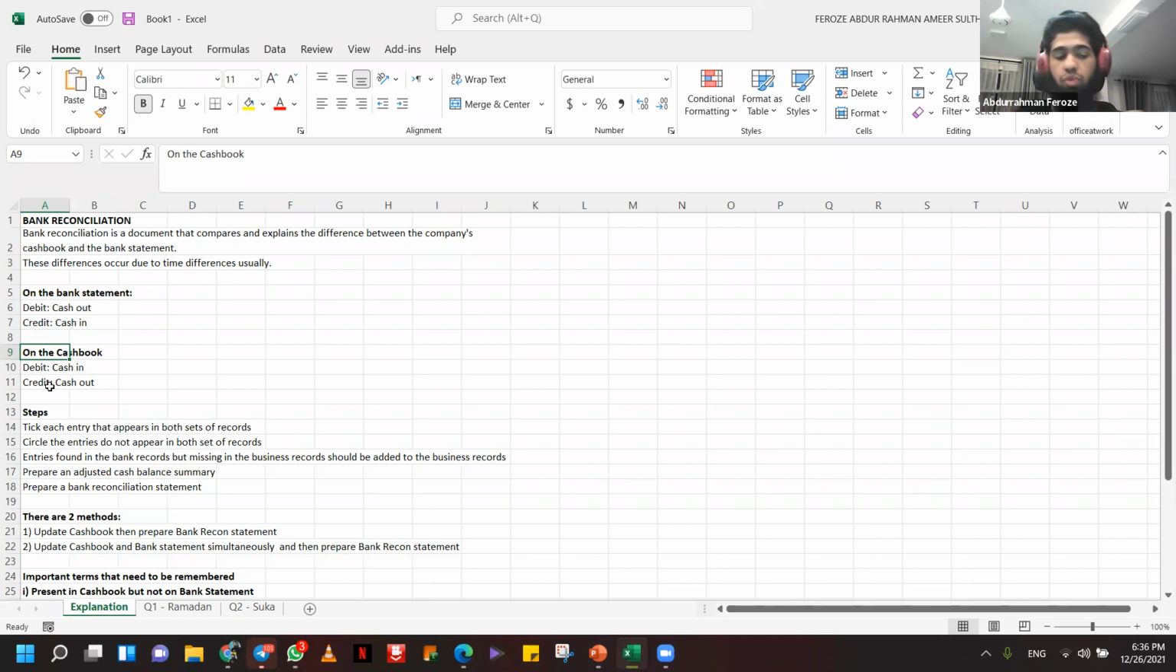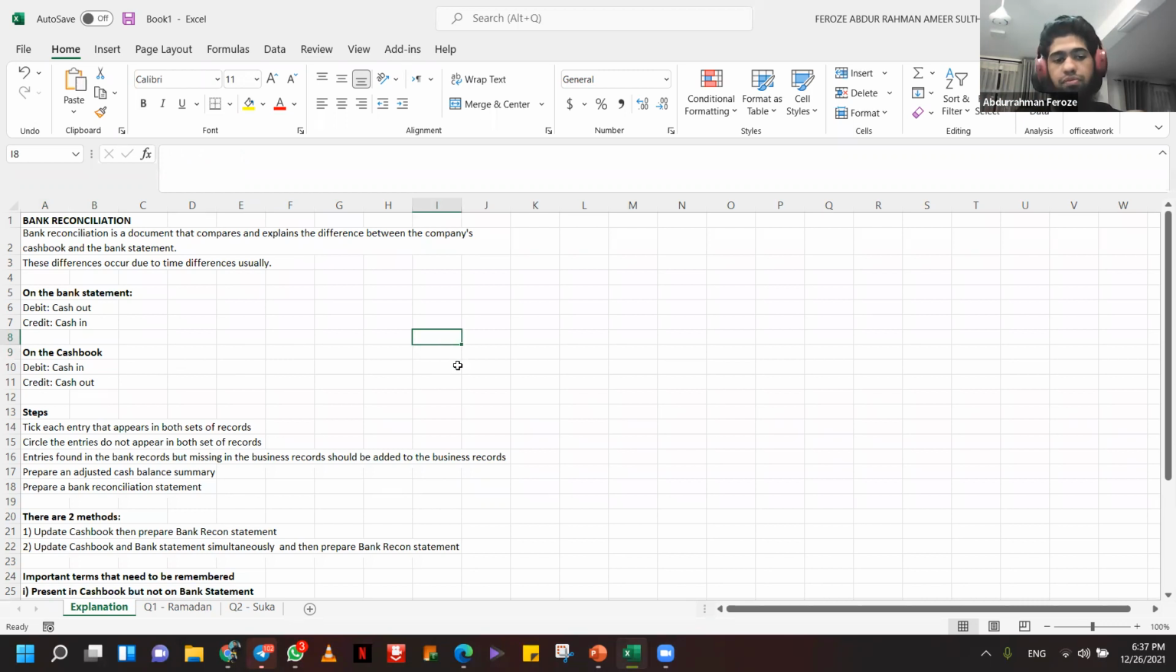So whatever is debited on the cash book is credited on the bank statement, and whatever is credited on the cash book is debited on the bank. They're opposite, right? Because the cash book is your recording, and the bank statement is their recording from their perspective. It's just something that you need to remember, because you have to compare it. You have to compare the debit side of the bank with the credit side of the cash book, and the debit side of the cash book with the credit side of the bank statement.